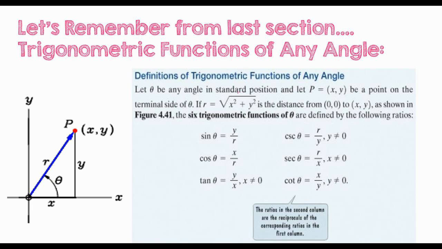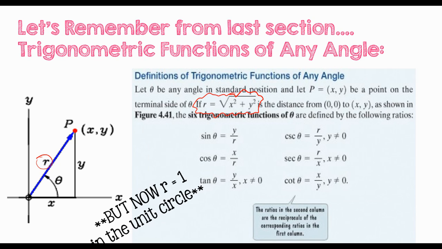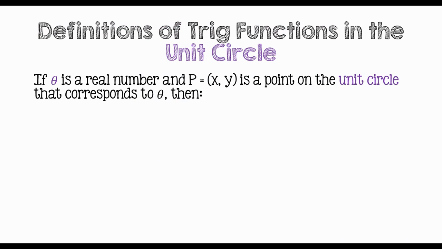The thing that's different is now that we're working in the unit circle, we no longer need this because we know what r is. R in the unit circle is always 1. So how does that change our look at all of these functions? So if we were to look at the sine of theta equaling y over r, and r is now 1, we could say that sine is just y. So let's take a look at that deeper.